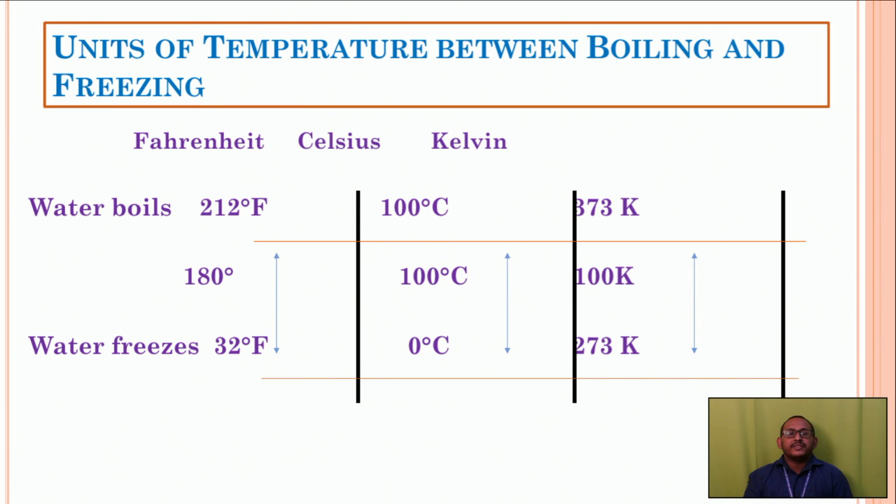The water freezing point is 0 degrees Celsius, and the equivalent of 0 degrees Celsius in Fahrenheit is 32 degrees Fahrenheit. In Kelvin, for 0 degrees Celsius and 32 degrees Fahrenheit, it is 273 Kelvin. If you go to 100, it also rises by 100, so the value is 373 Kelvin.